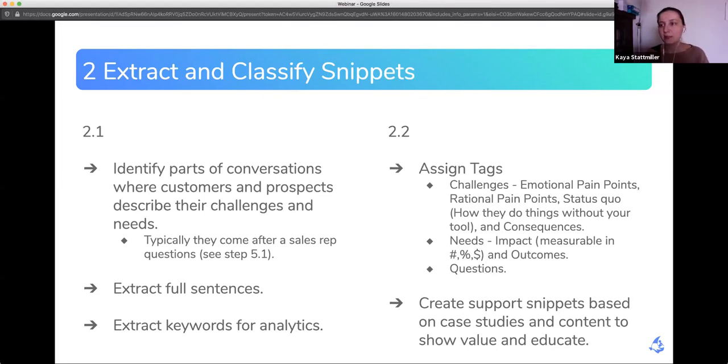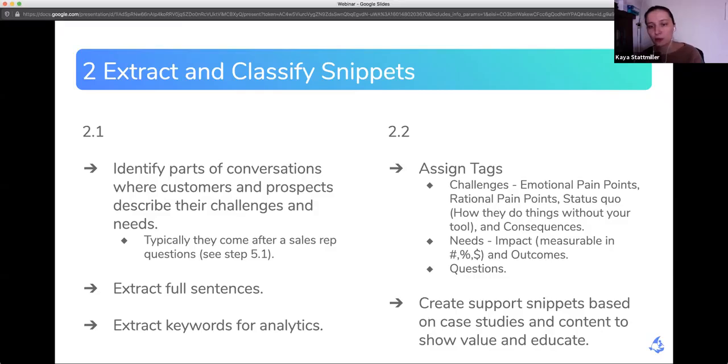The same goes for chat. You don't want to read through all the troubleshooting. Just go straight to the question that the person asked. Then extract the full sentence, because we will use those full sentences as snippets or phrases to inject into emails, and then extract the keywords for the analytics. Those things could be done in an Excel spreadsheet if you build it that way.